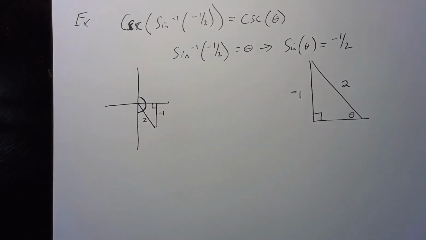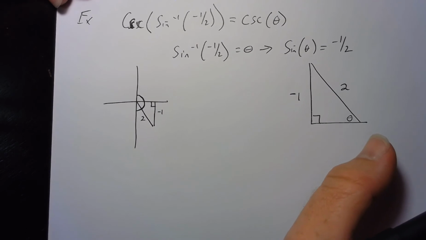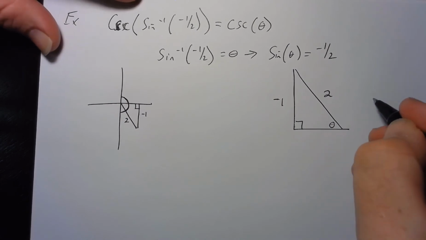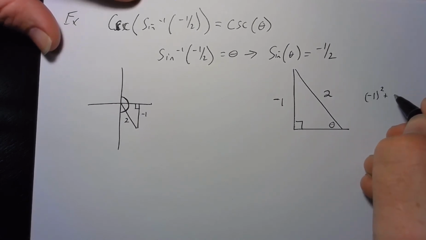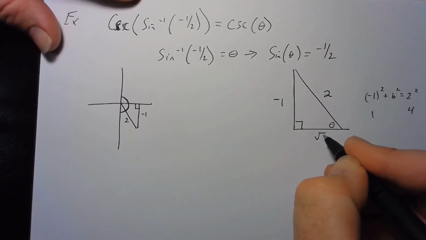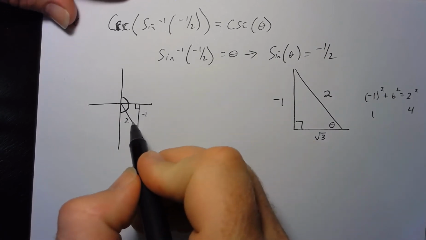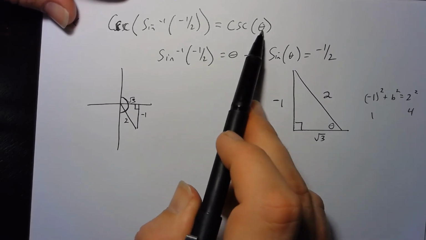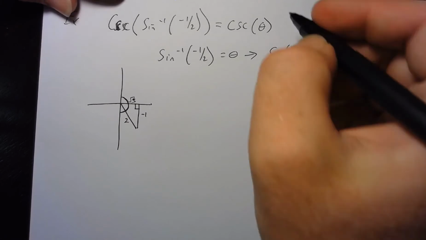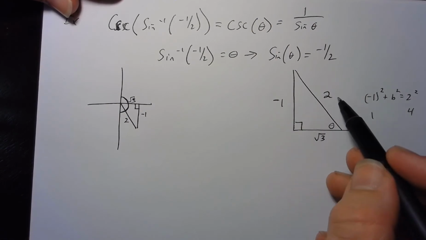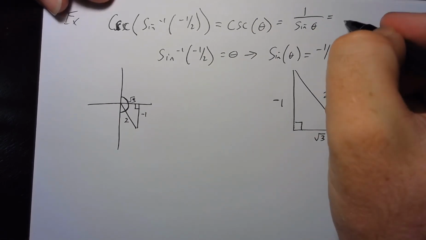So you don't necessarily have to go back to the unit circle. You could simply build a triangle in every single one of these examples, as long as it's evaluatable. In this case, I can solve for the missing side. Negative 1 squared plus a missing side b squared is equal to 2 squared. This is going to be 1, this is going to be 4. I'll subtract the 1 and end up with the square root of 3. Now I can evaluate the cosecant of theta. The cosecant of theta is the same thing as 1 over the sine of theta. The sine of theta was simply this over this, so I get back a negative 2.